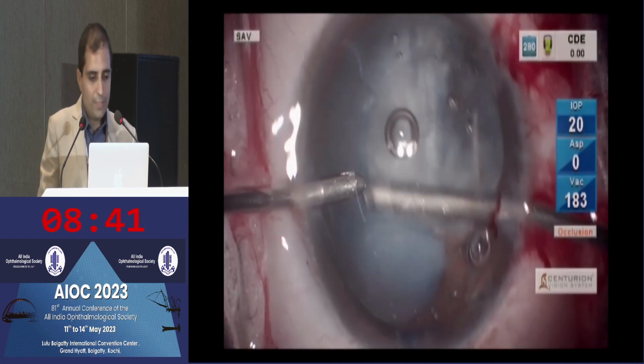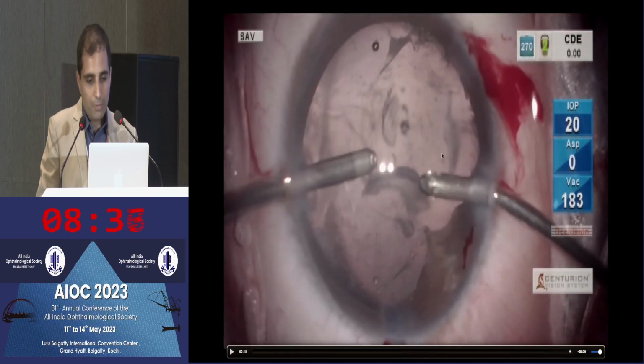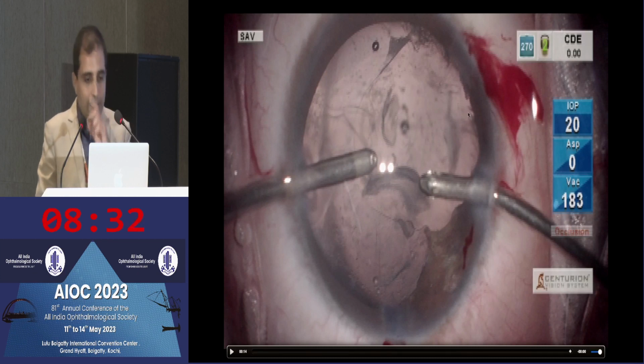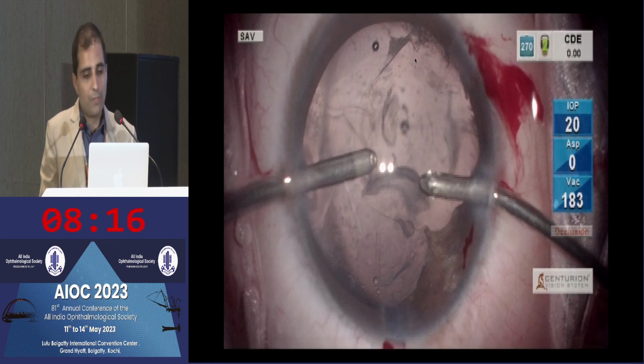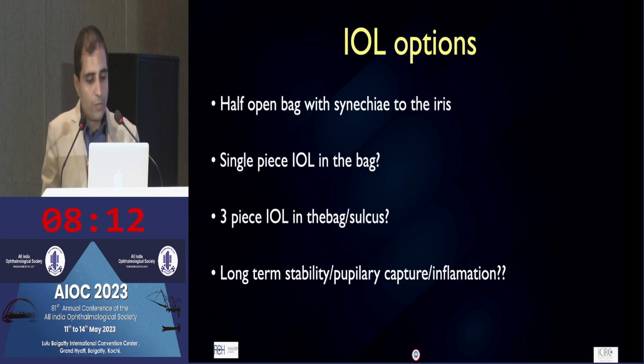So now we have this situation where we have a half open bag. Posterior capsule is intact, but there's no anterior capsule on this side. The safest and simplest option is to go ahead and place an IOL in the bag. But like many of us have seen over the years, particularly in areas with no anterior capsule, the optics sometimes tend to prolapse. There are chances of pupillary capture occurring, chronic inflammation, uveitis, and so on and so forth. So what would be the ideal option, the type of IOL, and so on.